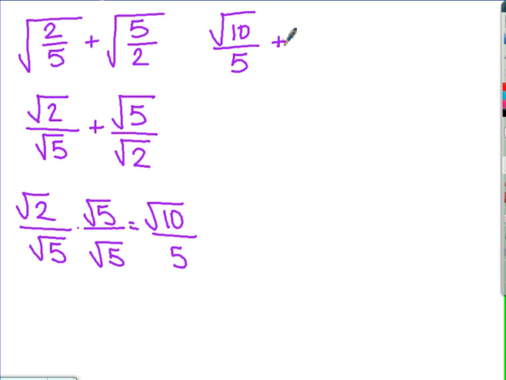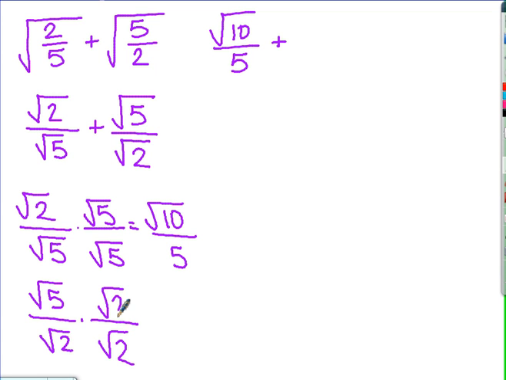Let's rationalize the second fraction. We have root 5 over root 2. To rationalize it, we're going to multiply both by root 2. Root 5 times root 2 is root 10. Root 2 times root 2 is the square root of 4, which is 2. So our second fraction is root 10 over 2.